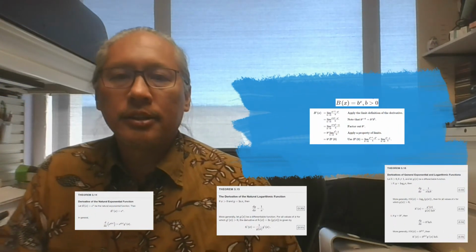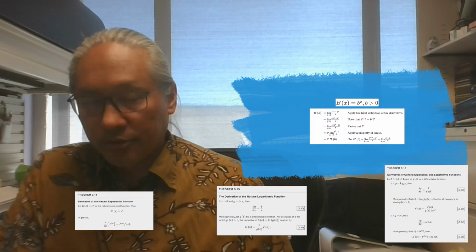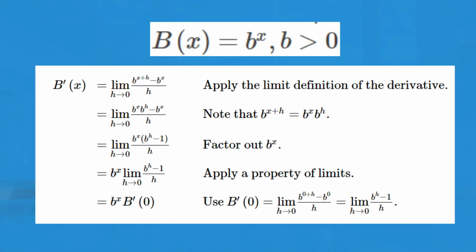All right, first let's dive into the derivative of the exponential function. The exponential function can be defined as b of x, or b raised to the x power, for b that's bigger than 0. And then if we follow through applying the definition of the derivative, we're going to have the limit as h approaches 0 of b of x plus h minus b of x, divided by h. Now we do some algebra and factor out b of x, and then we're going to get the limit as h approaches 0 of b of h minus 1, divided by h.